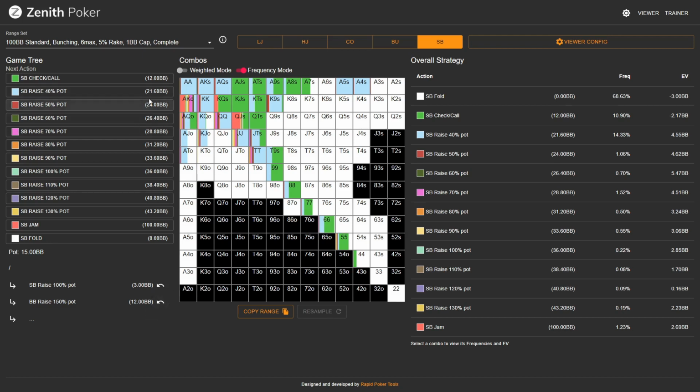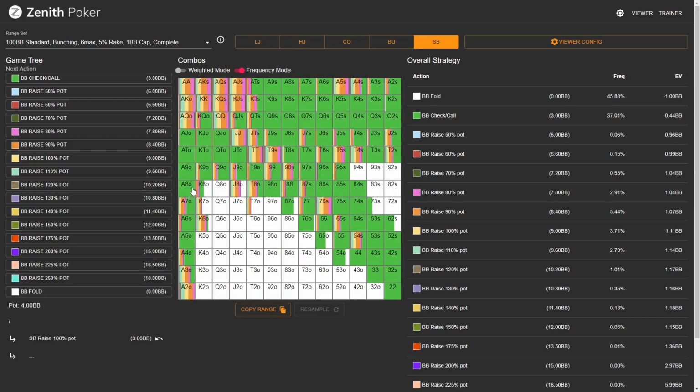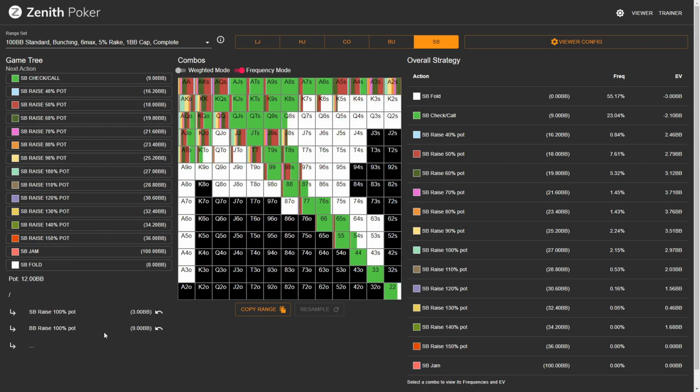And then the other thing to notice is the 4-bet size itself. So 3 big blind open, big blind here will 3-bet to 9 big blinds, and the small blind has a variety of different 4-bet sizes that you can choose from. So here, if you look, the main 4-bet sizes that the small blind picks is around this 50 to 60% of the pot, so it's 18 to 20-ish big blinds.